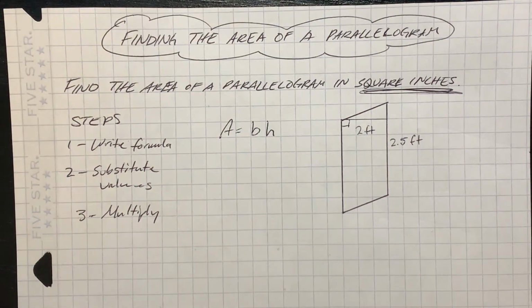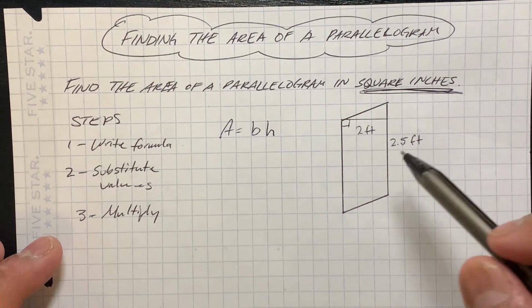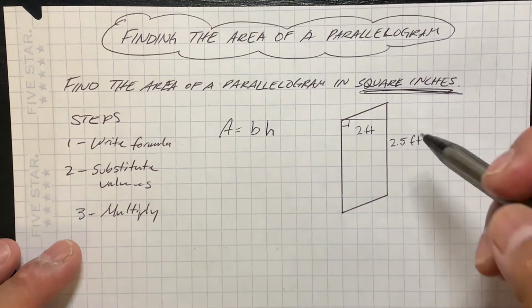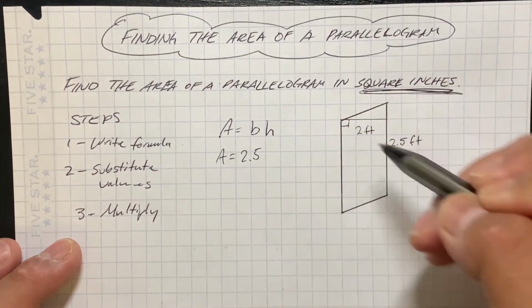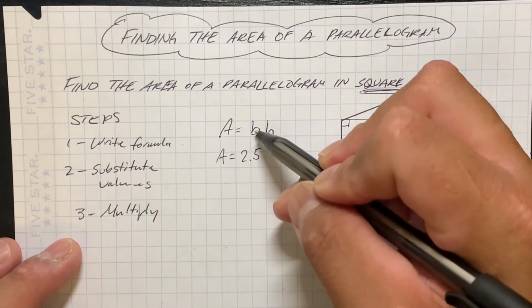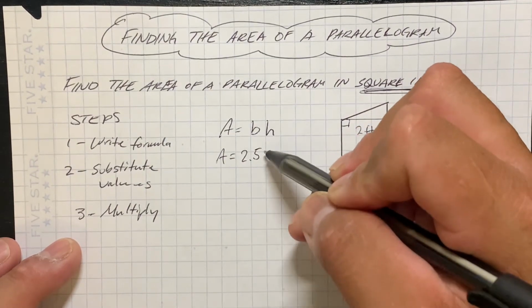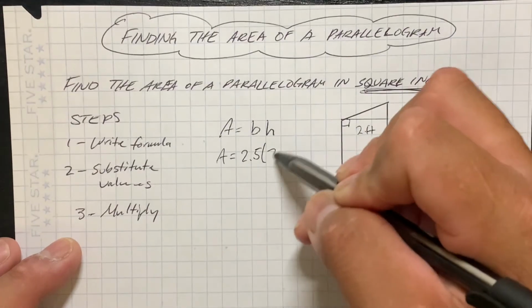Now, we're going to continue. Let's see here. So our base here is going to be 2.5 feet. So area equals 2.5 feet. Now we substitute the values for these variables. The variable b for base, the variable h for height. The height is 2 feet.